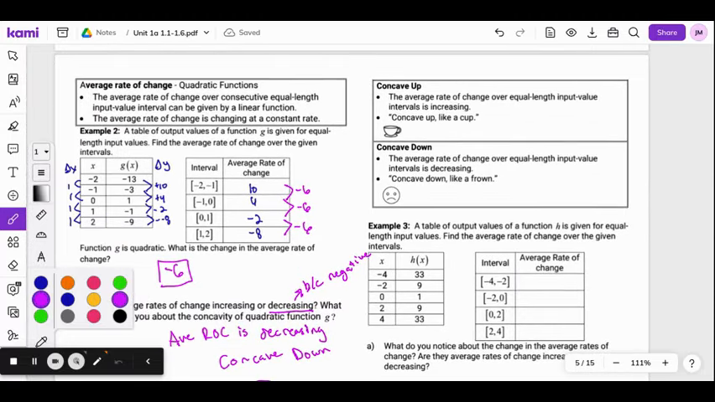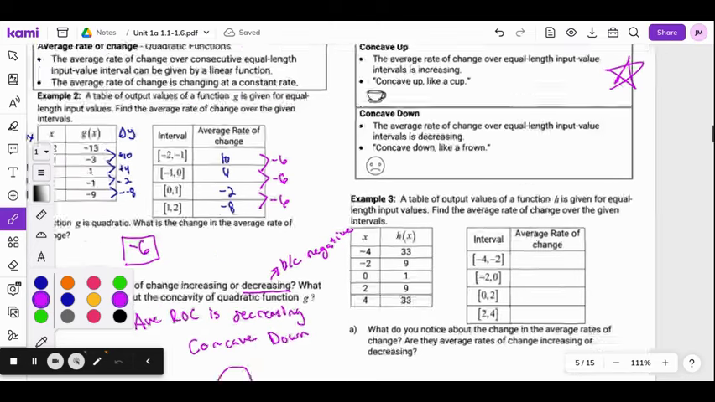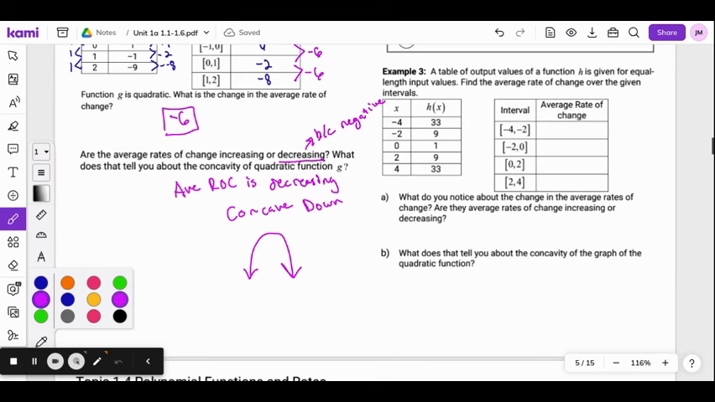So concave up, just to remind you, it's right up here in this chart right here. That's when the average rate of change is increasing, and concave down is when the average rate of change is decreasing. So the average rate of change is negative for concave down. So concave down like a frown, concave up like a cup. A little bit of review right there. Okay. A table of output values for a function is given for equal input values. Find the average rate of change over the intervals, and then we'll answer these other parts here in a second.